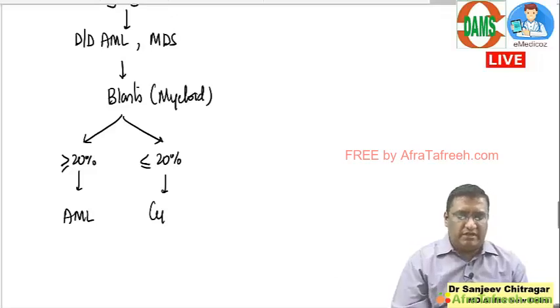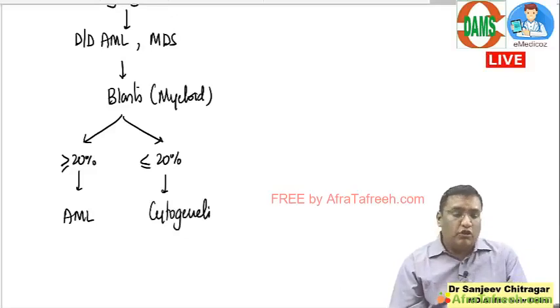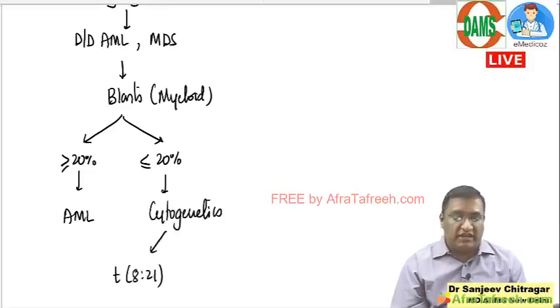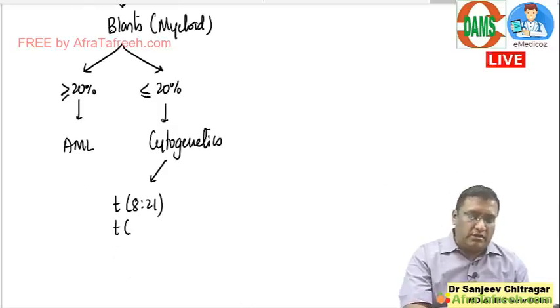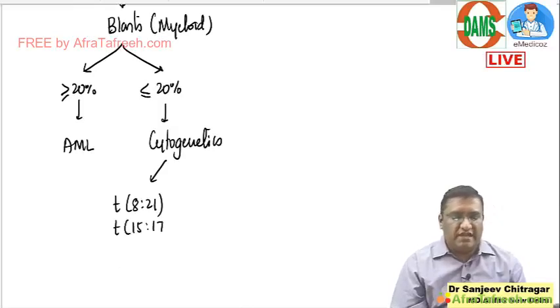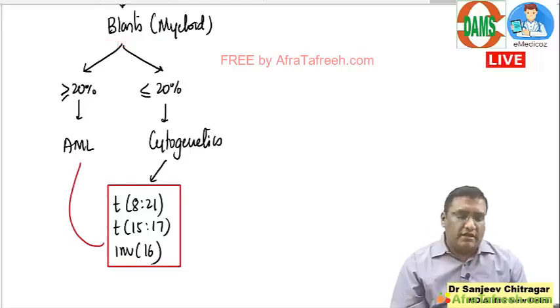Less than 20%, what is your diagnosis? Look for cytogenetics. Very important, do not rule out AML. Cytogenetics will have a translocation. If there is translocation 8;21, or translocation 15;17, or inversion 16, any one of them present, then even if less than 20%, you will make a diagnosis of AML.